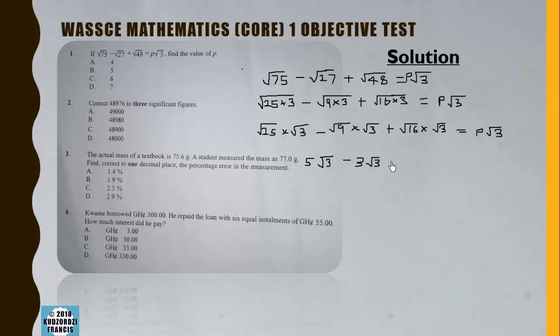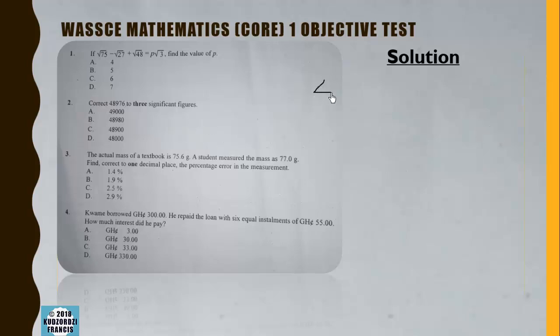Then root of 9 is 3, so we get 3 root 3. Then root of 16 is 4, so we get 4 root 3, is equal to p root 3. We simplify further to obtain 6 root 3 is equal to p root 3. So dividing through by root 3, we get p to be equal to 6. So the correct answer is C.